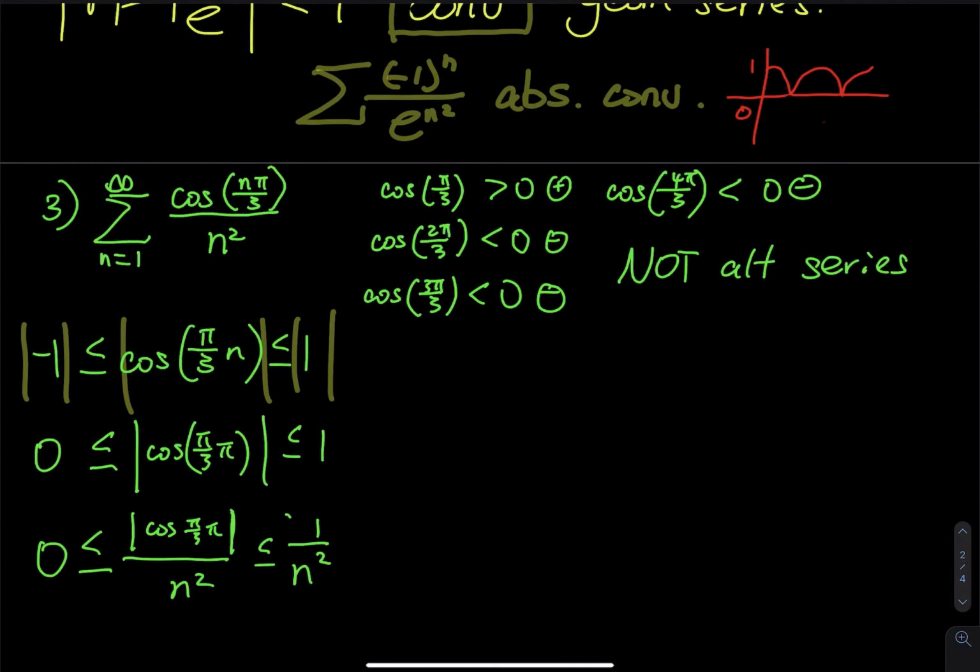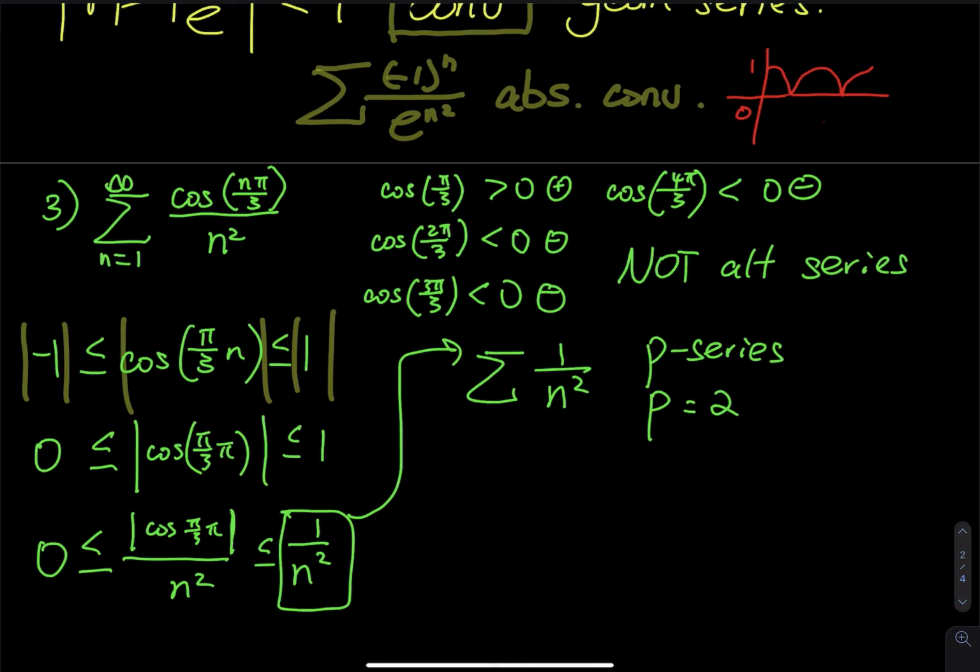Now let's take a look at the sum of 1 divided by n squared. What kind of series is this? This is a p series, and the power is equal to 2. Since the power is greater than 1, it doesn't matter what power you use, as long as it's greater than 1, we say that the series converges.